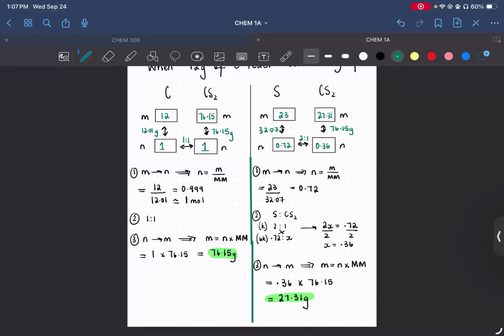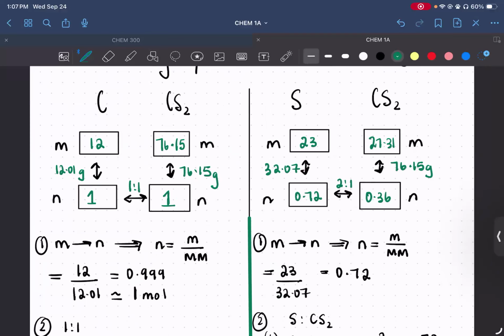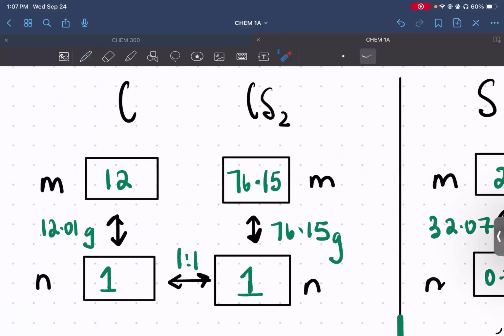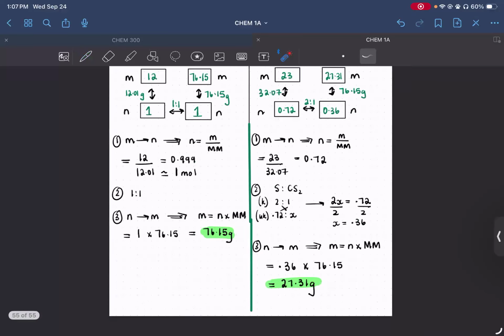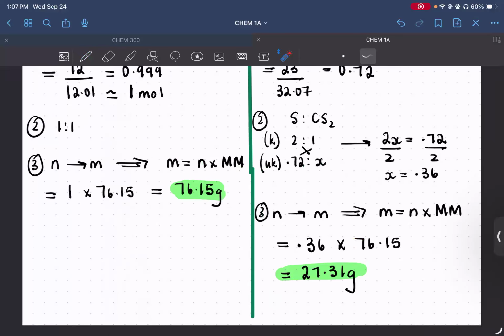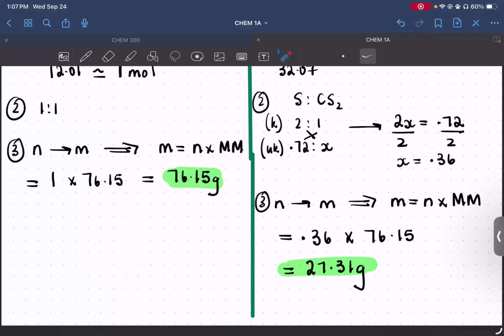So two big roadmaps that lead us to two completely different answers. Based on carbon, looking at the roadmap, we can theoretically form 76 grams. Based on sulfur, we can theoretically form 27.31 grams. How do we know which one to choose?